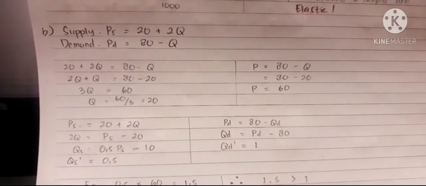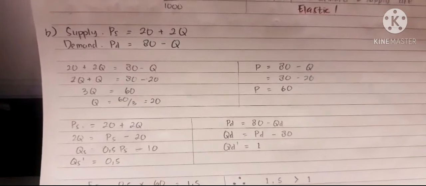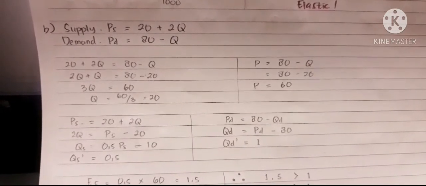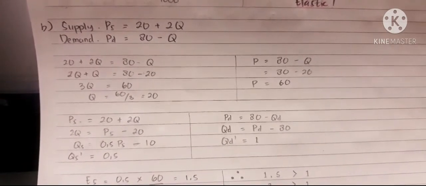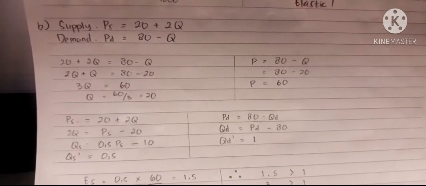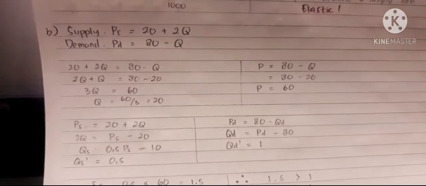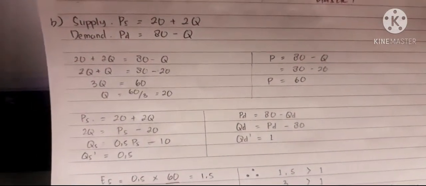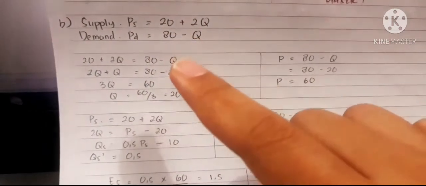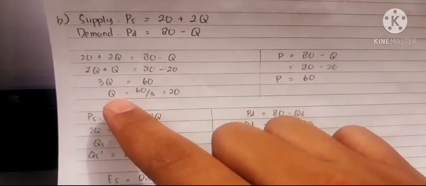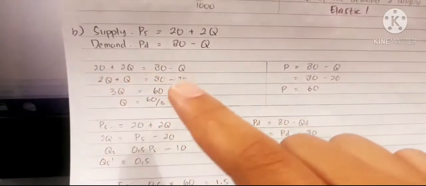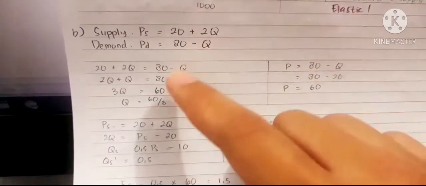Okay, move to the second question, or point B. There are equations about supply: PS equals 20 plus 2Q, and for demand: PD equals 80 minus Q. Okay, for the first step, it's still the same. We have to get the equilibrium point for P and Q. The formula is still the same: QS equals QD, or because these are P equations, PS equals PD.